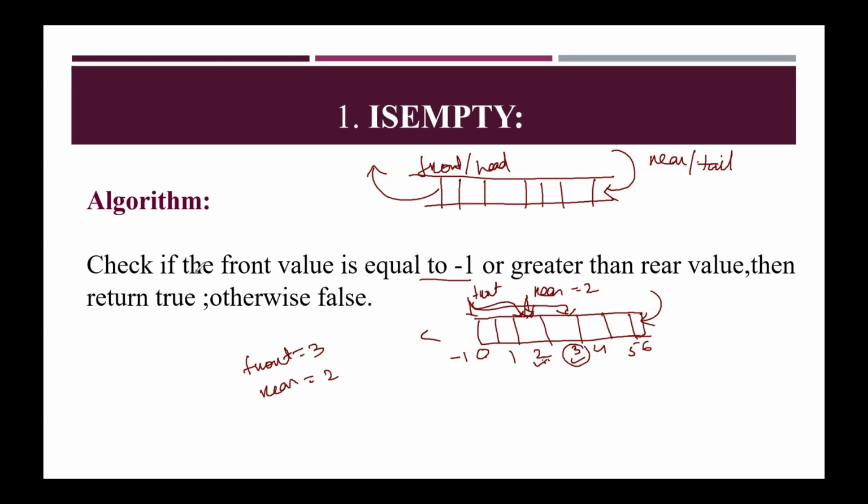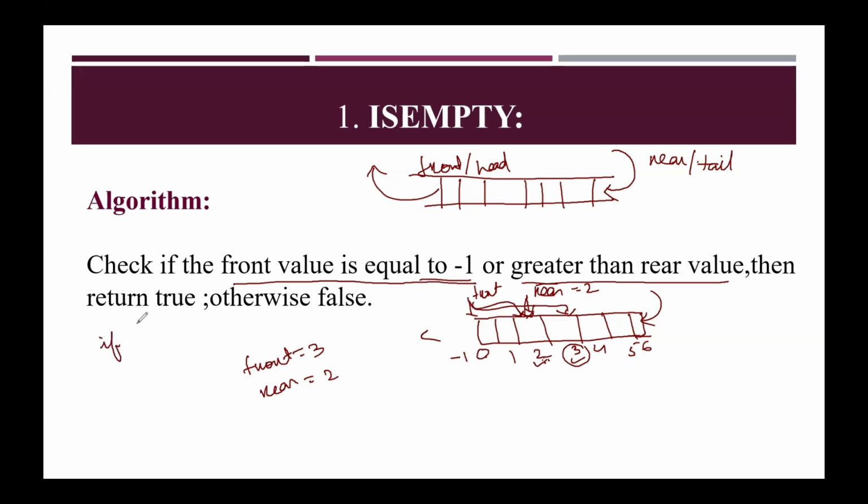That's why here the check condition is: if the front value is equal to -1, that is the initialization, or greater than the rear value. Why do we go for greater than? The reason is that data was already present. After that, we deleted the data and did not insert any data. In that situation, we call it an empty condition, meaning there is no value. So for that, we have to check.